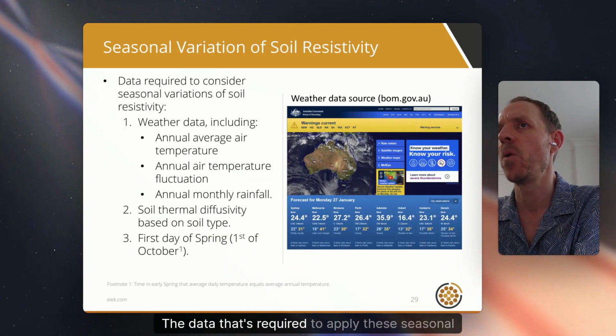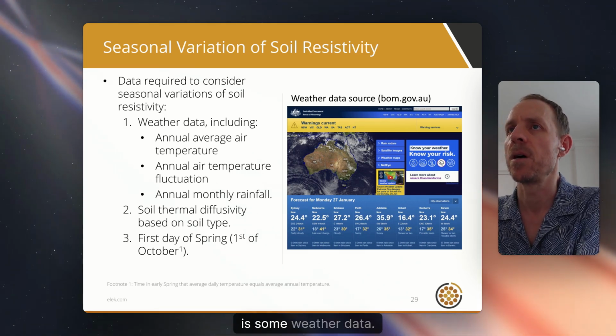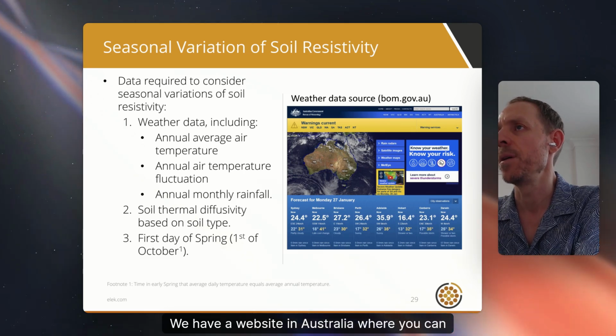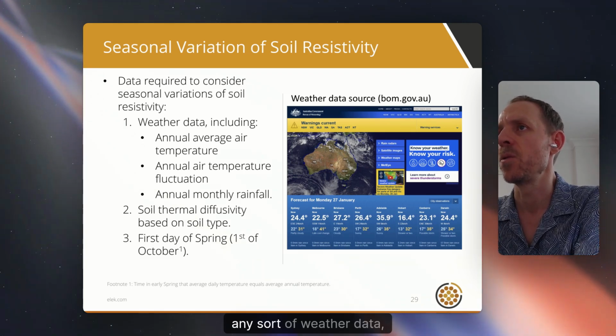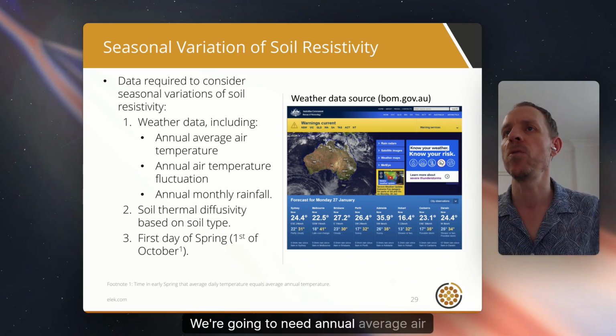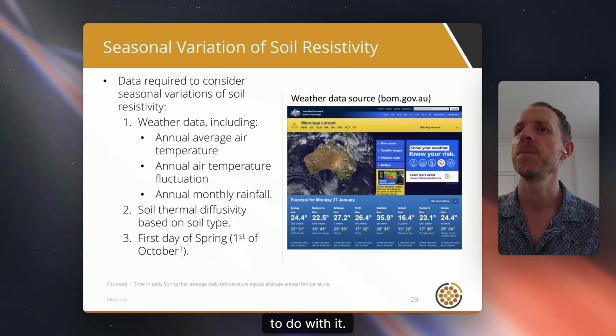The data that's required to apply these seasonal variations is some weather data. We have a website in Australia where you can easily obtain any sort of historical weather data. We're going to need annual average air temperature. I'm going to show you how to obtain that and what to do with it.